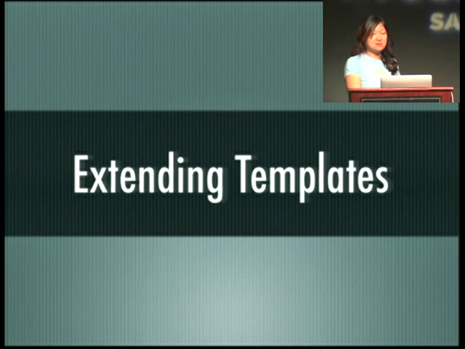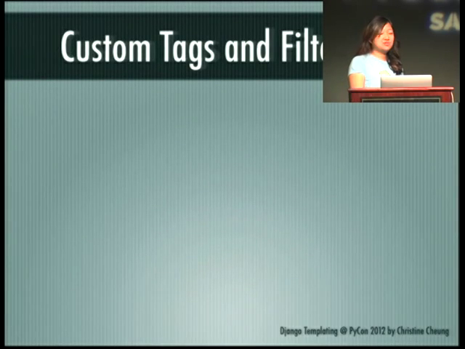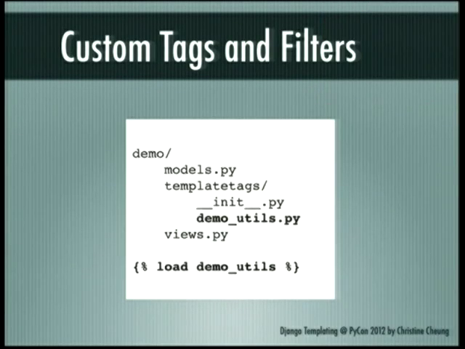Now let's talk about extending templates, now that we've gone over some basic template tags. Custom tags and filters. If you want to make your own custom tags and filters, say you have a demo app, well, tags and filters are not HTML, they are Python logic, so you put them in the application folder and make a folder called templatetags.